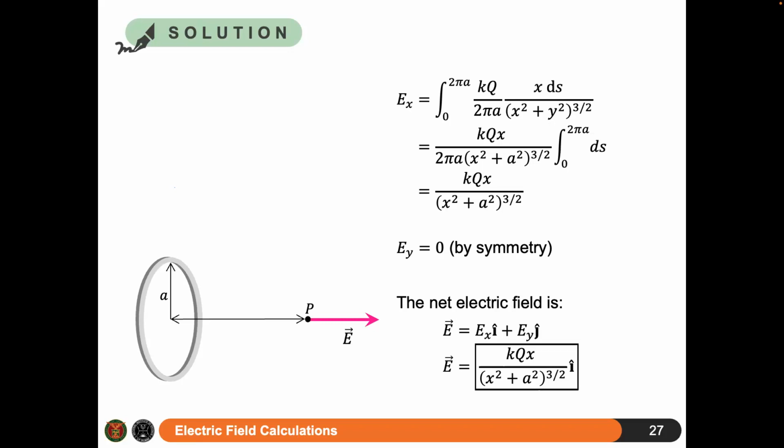If we again look at very far from the ring charge, so x is greater than a, so etong denominator magiging x cubed na lang, x squared plus a squared, a squared approaches 0. So, magiging x squared raised to 3 halves, which is x cubed. Meron kang x sa taas. So, magkakaroon ka na ng x over x cubed, which is just x squared sa baba. So, mukha na naman siyang point charge, kapag very far ka from that ring charge. Okay.